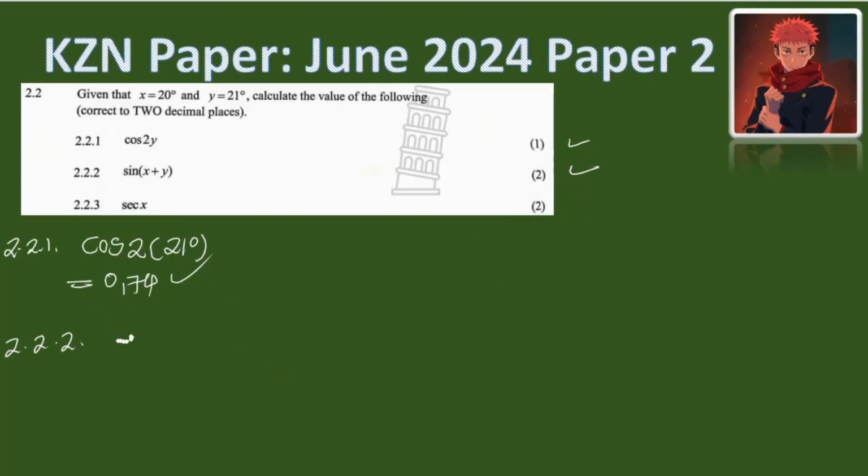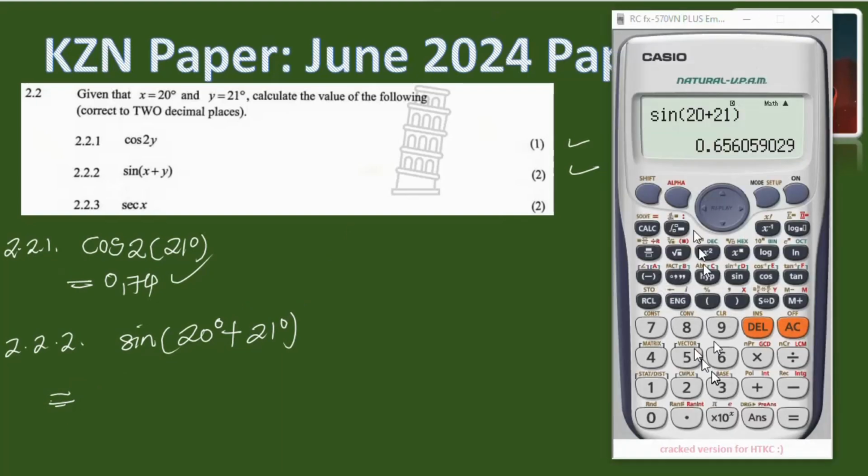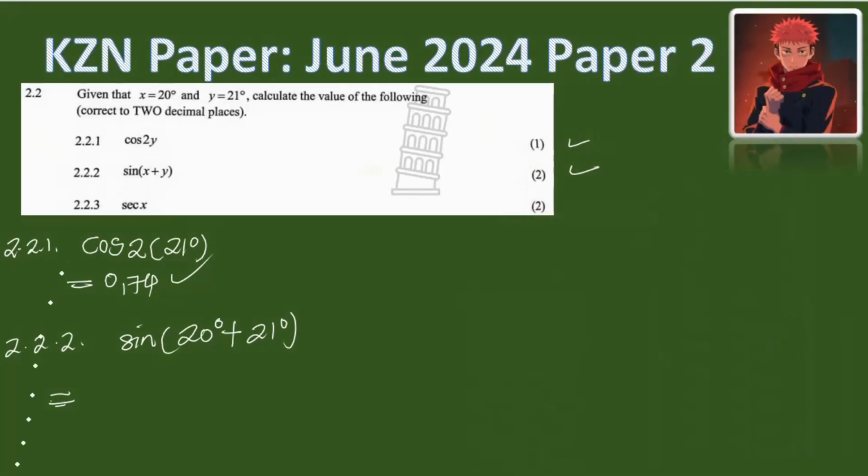Now 2.2.2, this one is 2 marks. Still no problem. You just say the sine of x, where there is x you substitute x, and x is 20 degrees, plus where there is y, you substitute y, and y is 21 degrees. Close that, and afterwards you pull out your calculator. I'm getting 0.66. Remember, this 6 is going to convert this 5 into a 6 because we are rounding off to 2 decimal places. So just put everything on the calculator the way it is, and then write the answer. 0.66, that's my answer. 2 marks for you. See how easy that is?